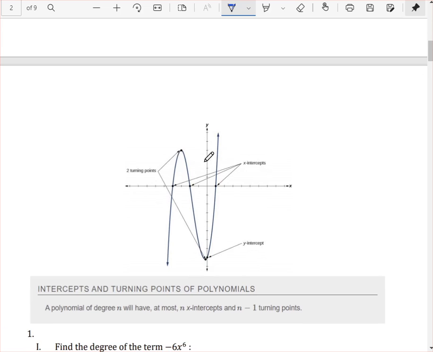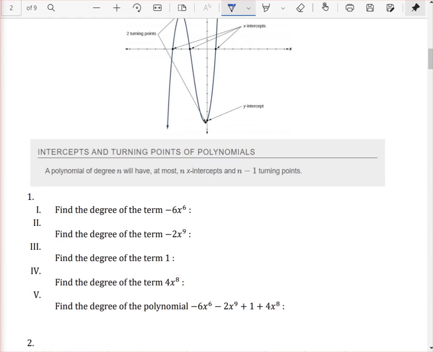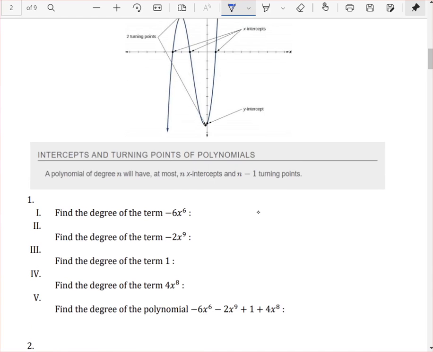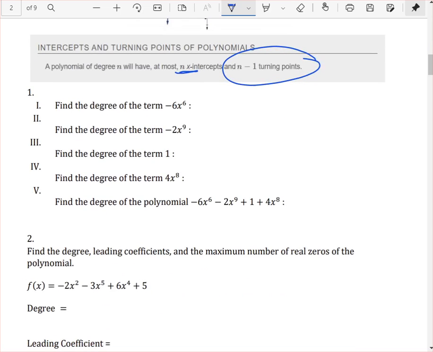We talked about x-intercepts and y-intercepts, so I'm not going to go over too much on that. Now, a polynomial of degree n has at most n x-intercepts and n minus 1 turning points. So find the degree of the following terms, and we'll talk about that as we're working on some examples later on.